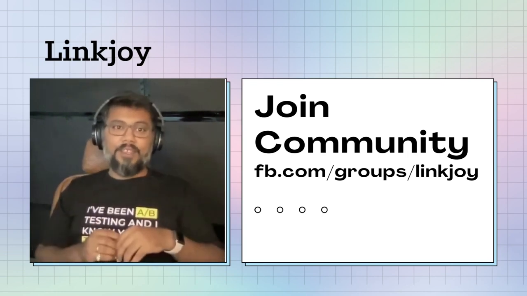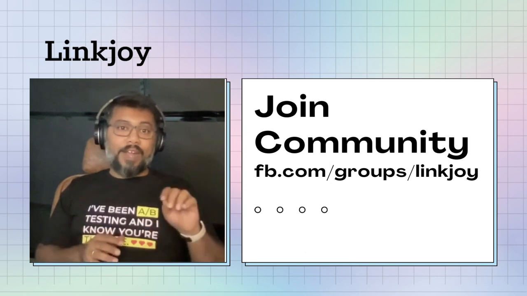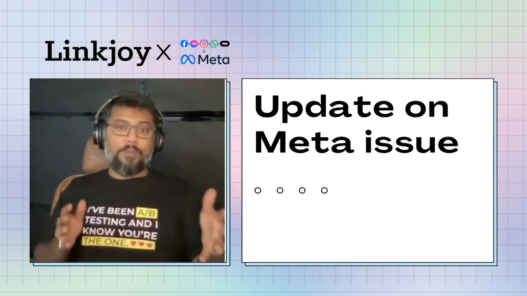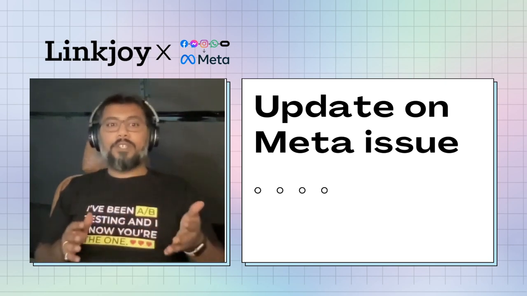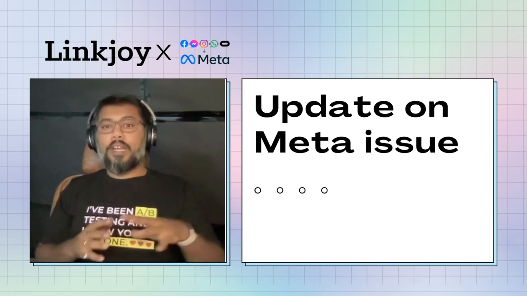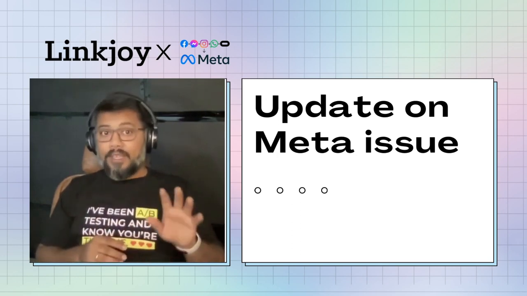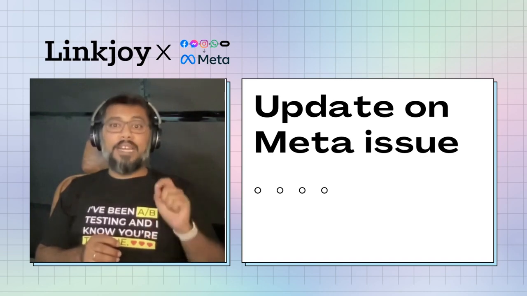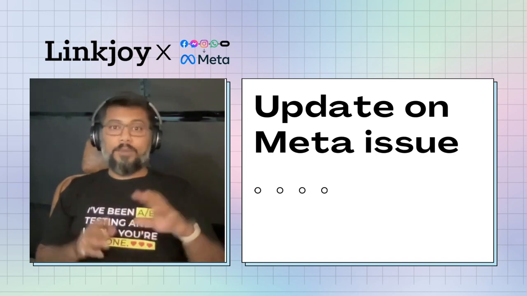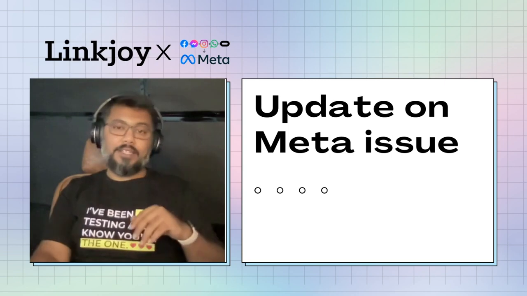Before we move to Client Portal, I would actually like to take a couple of minutes out and offer an update on the issue that happened with Meta, that is Facebook and Instagram. What happened was a couple of weeks ago, out of nowhere, Facebook started blocking Linkjoy native links. To be clear, custom domain links created using Linkjoy were working fine, but they stopped native LNKJ domain links from being posted anywhere on Facebook and Instagram.